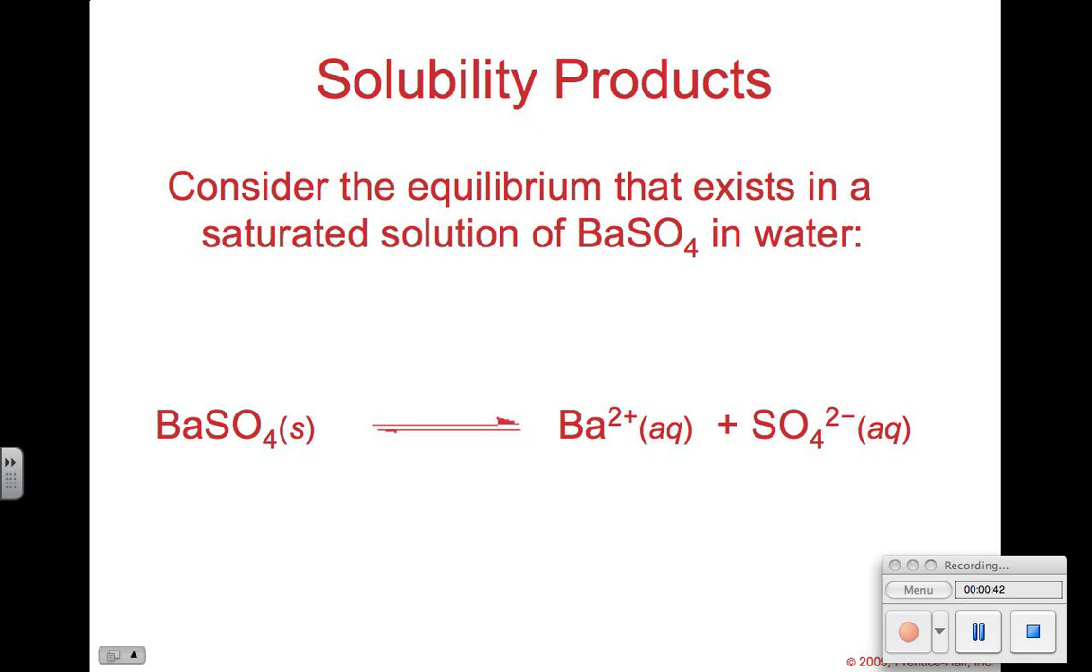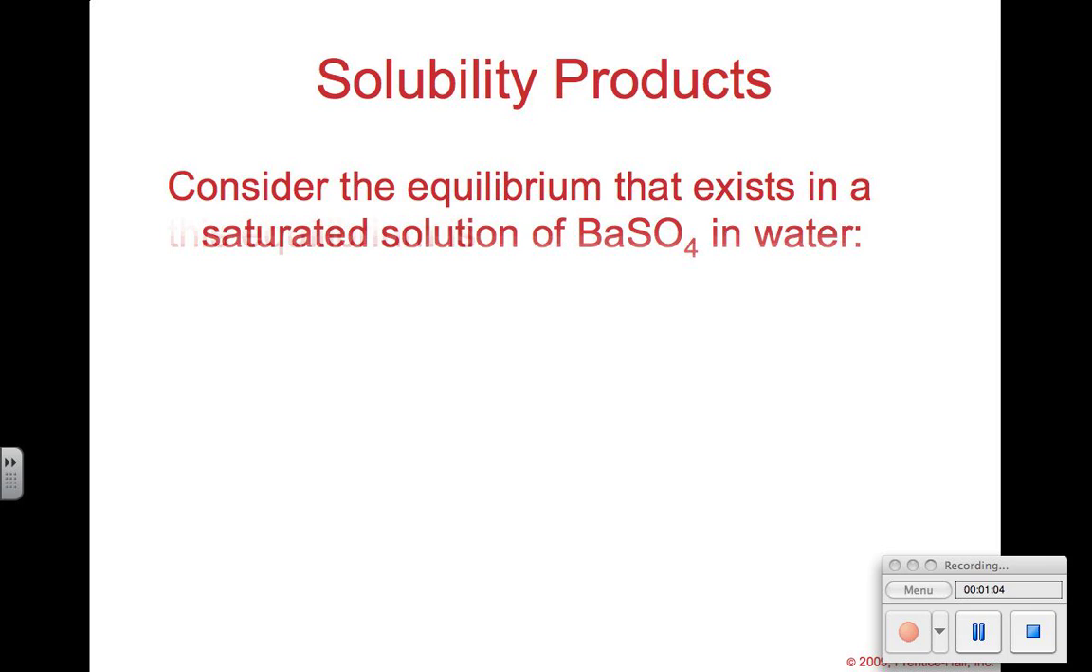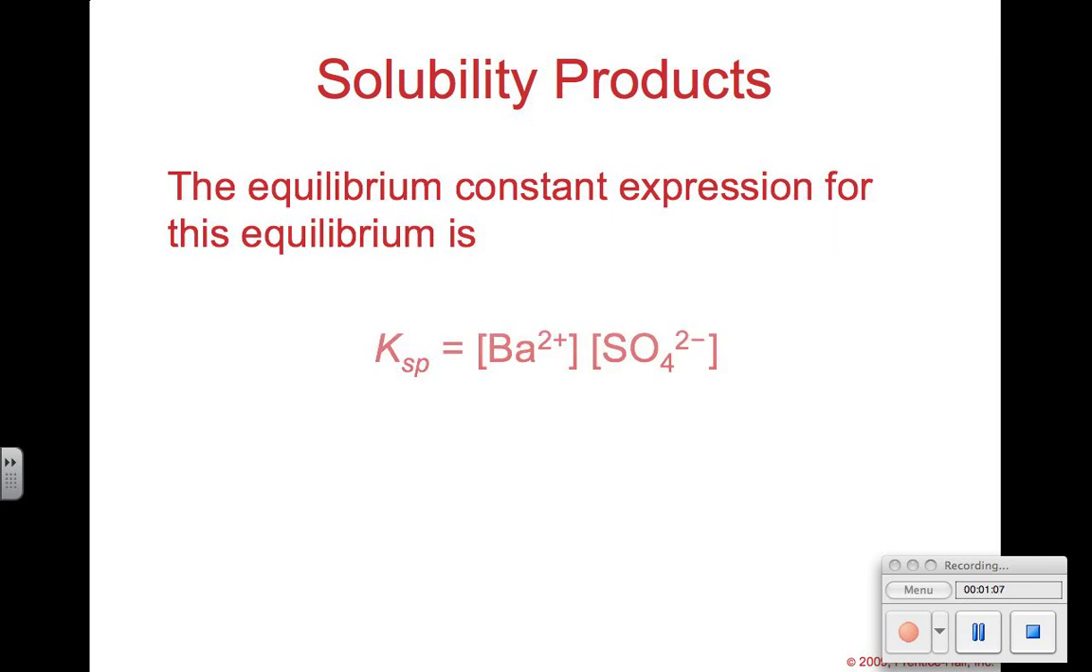So consider the equilibrium that exists in a saturated solution of barium sulfate. Saturated solution means you have solid present because you've dissolved enough but you can't dissolve any more, so you're going to have solid at the bottom, but then you have ions of barium and sulfate in solution at the same time. And equilibrium is where some stay solid, some stay liquid, but they're constantly going back and forth, at the same rate.